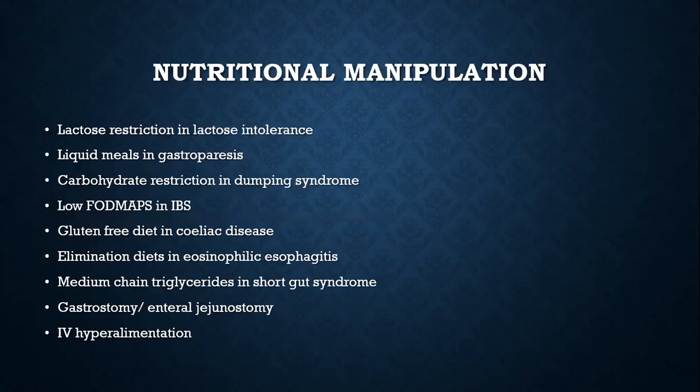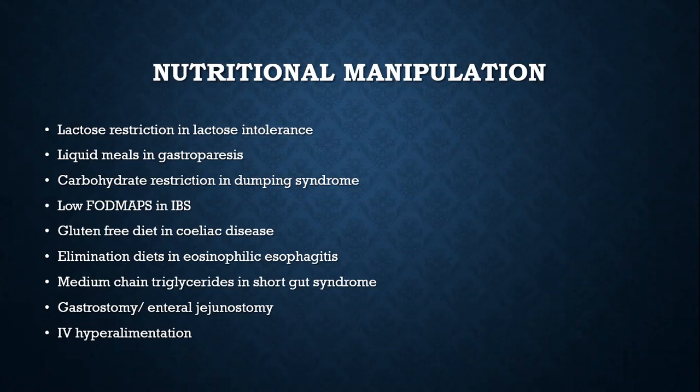So some examples of nutritional manipulation include, remember, lactose intolerance. A patient having lactase enzyme deficiency will have diarrhea. So avoid lactose in the diet and the patient will not have diarrhea. Similarly, in gastroparesis, rather than taking solid food, advise liquid food so that gastric motility can be increased. In dumping syndrome, avoid carbohydrate. There's one specific diet called FODMAPs, oligosaccharides, disaccharides, monosaccharides and polyols. It's a specific name given to a specific diet given in irritable bowel syndrome.